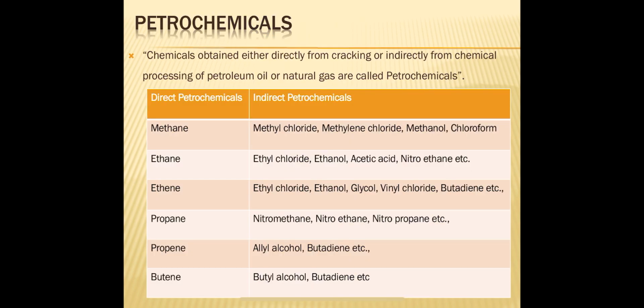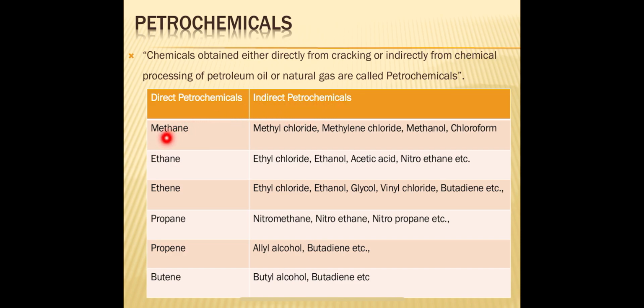And next one is petrochemicals. Petrochemicals are an essential part of the chemical industry, and they touch almost every aspect of our material civilization today. Chemicals obtained either directly from cracking or indirectly from chemical processing of petroleum oil or natural gas are called petrochemicals. The important petrochemicals which are obtained directly by cracking and indirectly by chemical processing are given in this table.